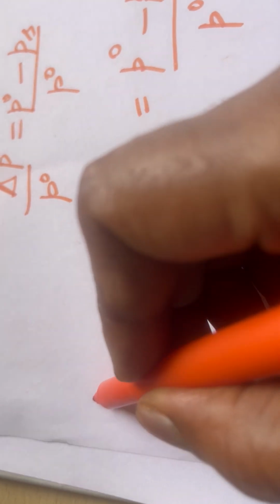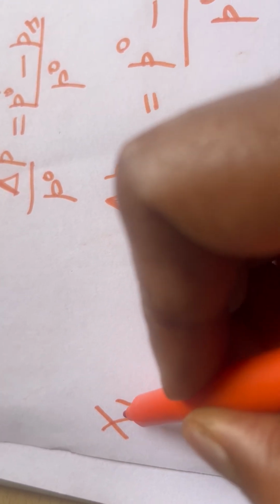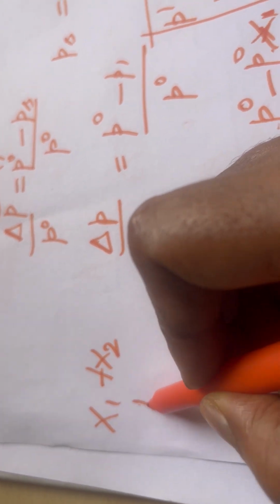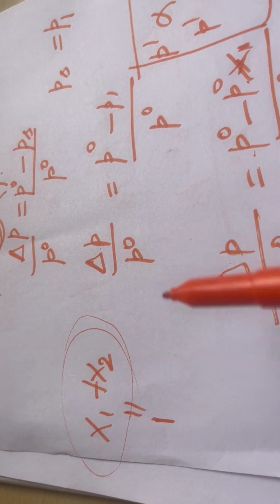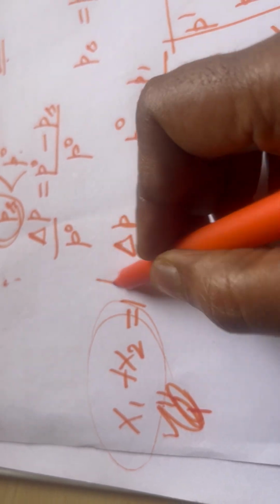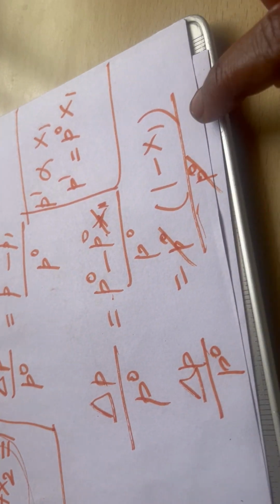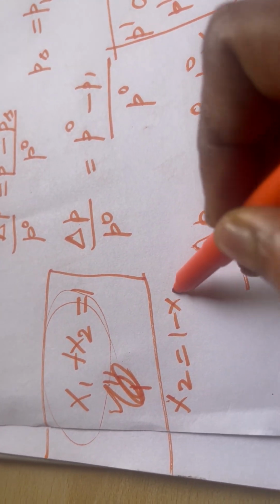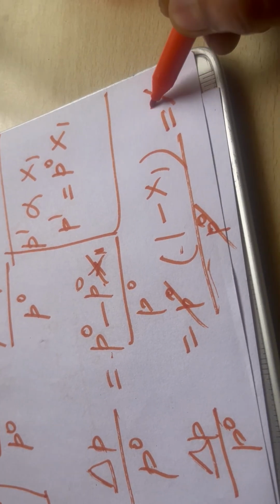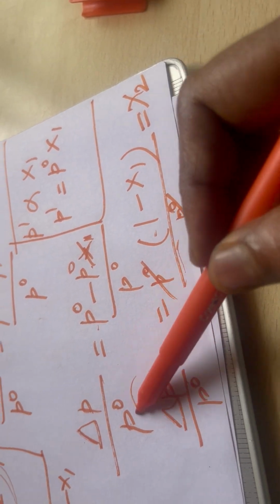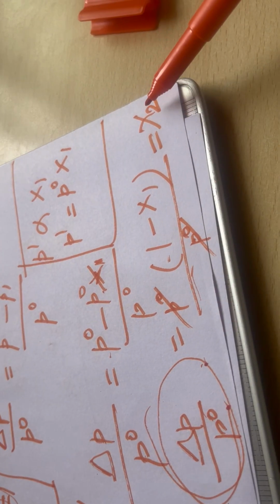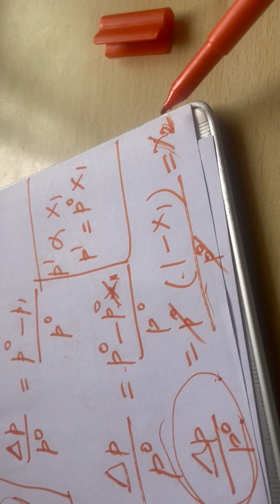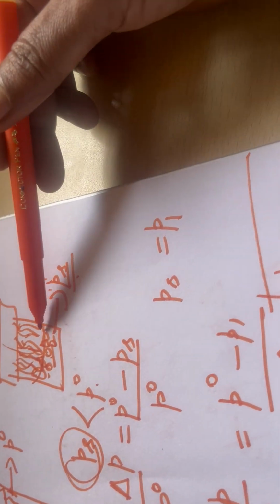But we have learned that the mole fraction of the first component, that is solvent, plus the mole fraction of solute is equal to 1. The sum of the mole fractions of the solution is found to be 1. So we can write 1 minus x1, that is x2, is equal to 1 minus x1. So 1 minus x1 will be replaced by x2. So what we have arrived at is that the relative lowering of vapor pressure is equal to x2, that is the mole fraction of the next component. Here the next component is solute.